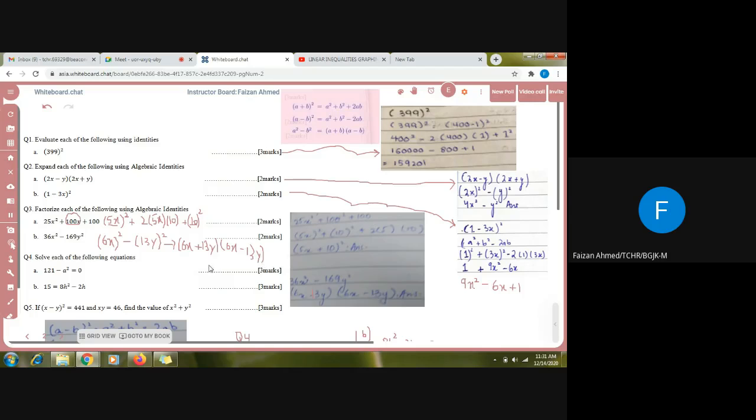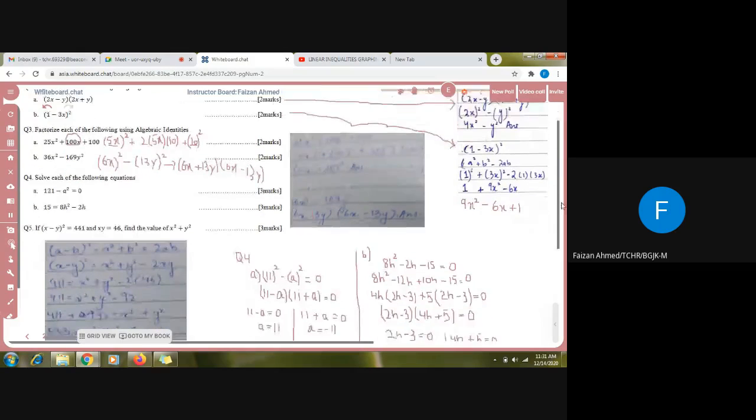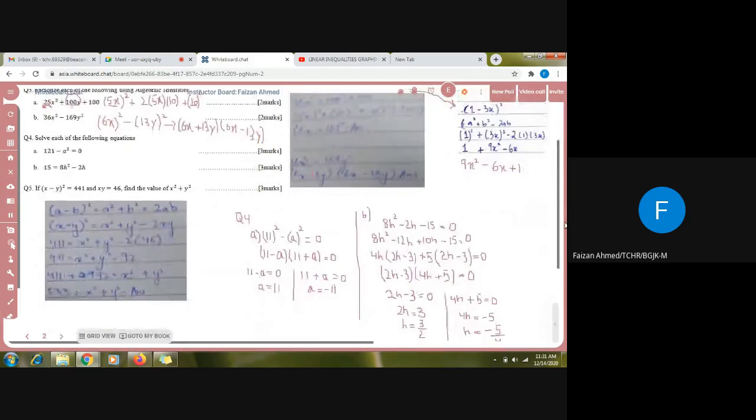In question number 4, you have to solve it. And you guys know that by saying solve, we mean we have to find the values of the variable. We can find the value of the variable of an equation. This is basically an equation, so I have to find the value of a. And since it has a degree of 2 on it, this is a quadratic equation.